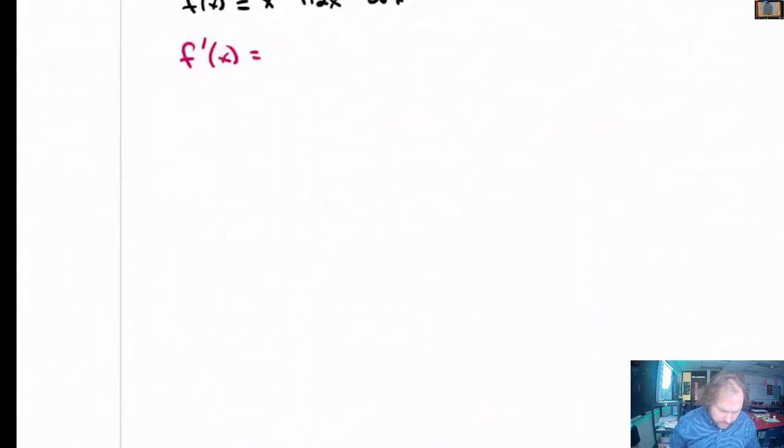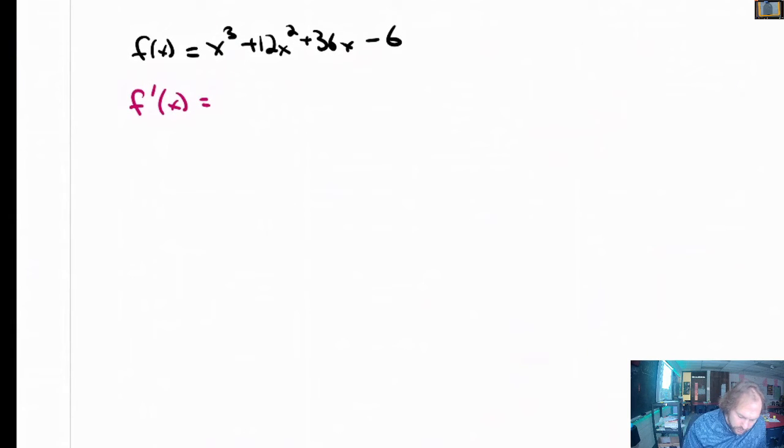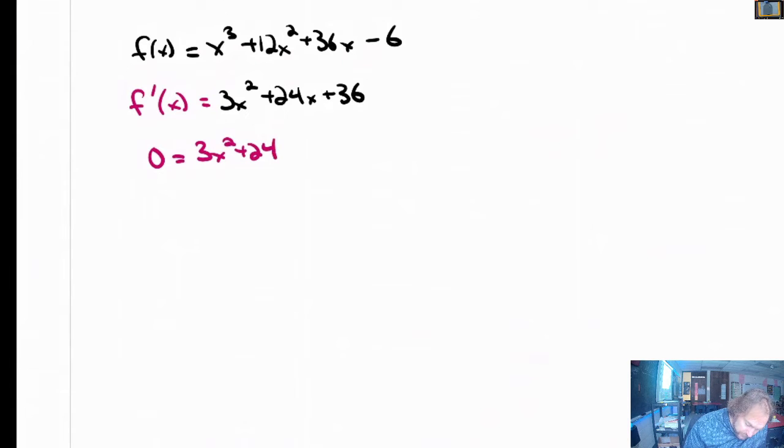First derivative tells us when it's increasing and when it's decreasing. So the first thing we're going to do here is 3x squared plus 24x plus 36. And it's going to increase whenever this is positive, and it's going to decrease whenever this is negative. So a good way to do that is to figure out when it's going to be 0. When will this equal 0? The first step would be to divide everything by 3, to make it a little simpler. 0 will be x squared plus 8x plus 12.